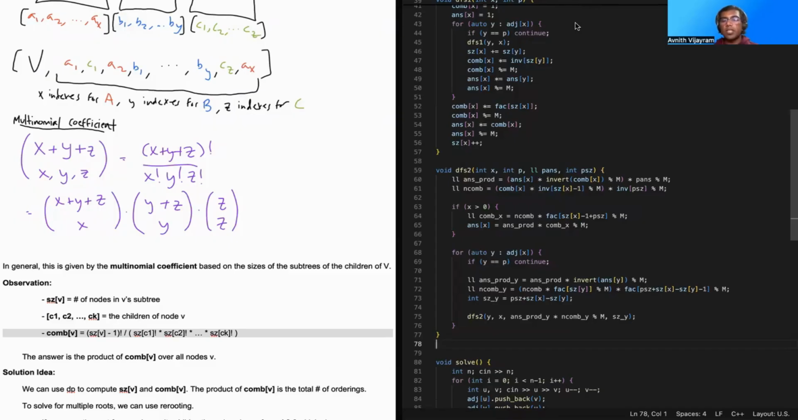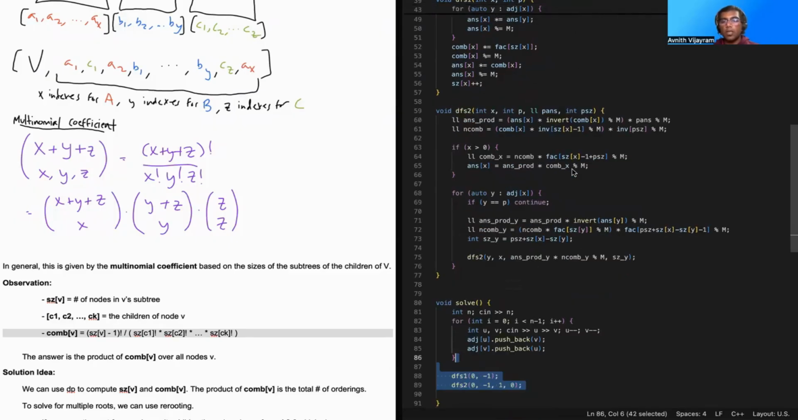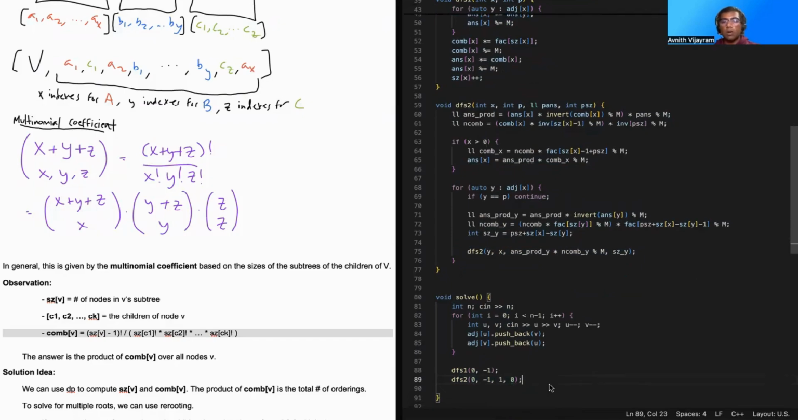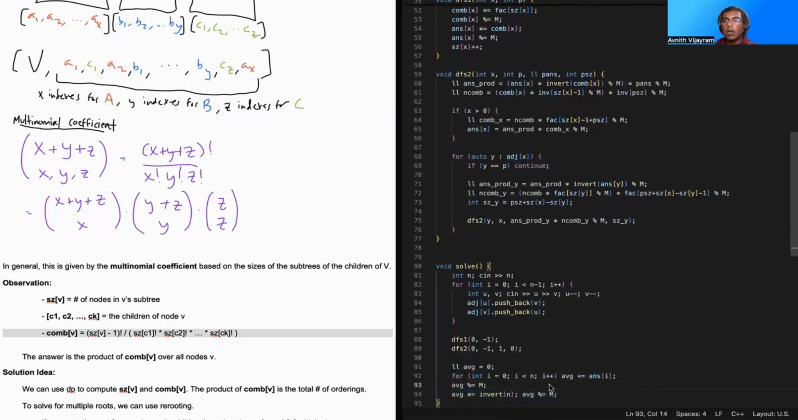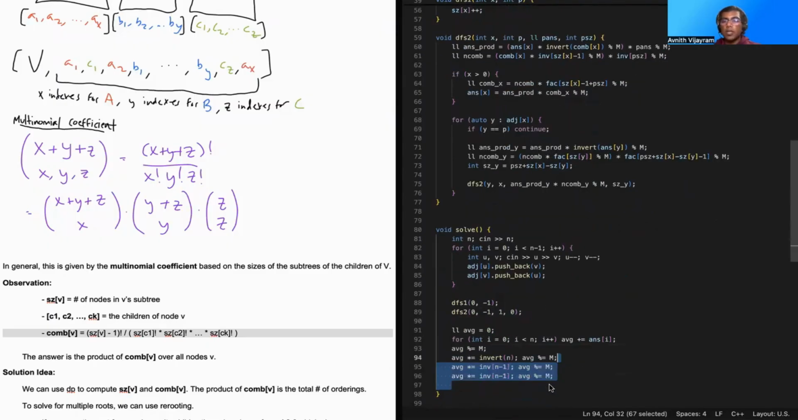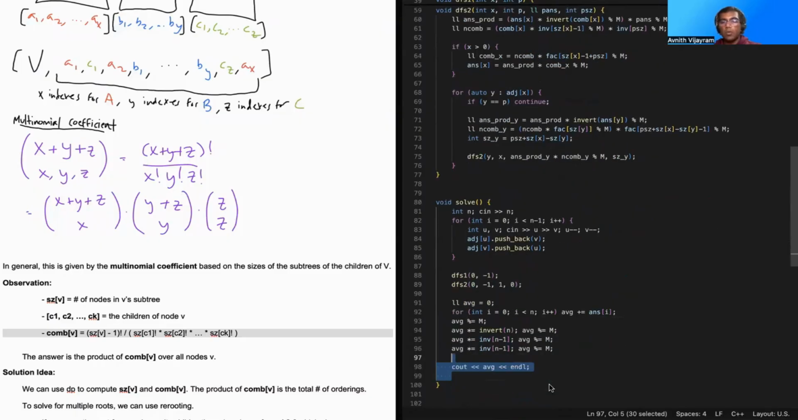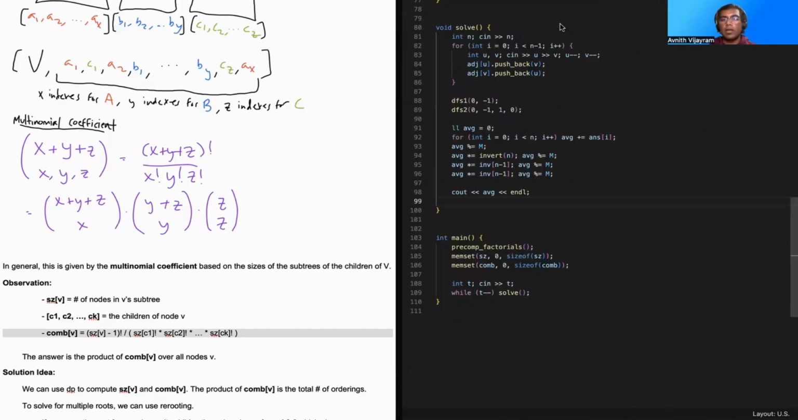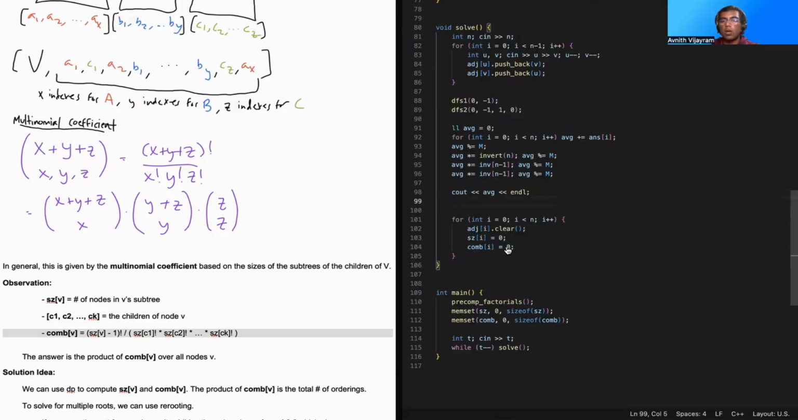Okay, so now that we have our two DFS functions, we can call them. The first one does the initial DP, and the second one carries out the rerouting process. And then after we've done that, all we need to do is take the average of the answer over all starting nodes. And then since we're counting the number of permutations, we just have to divide by the total number of possibilities to get a probability. And now we can just print out the answer. One other thing we shouldn't forget to do is clear our global arrays and variables between test cases. So we can do that.